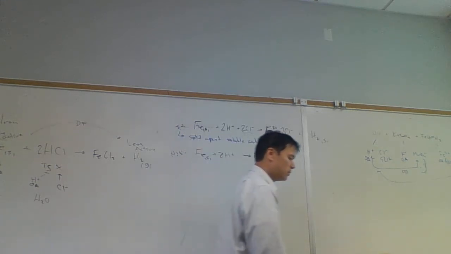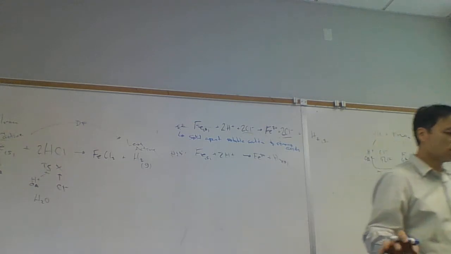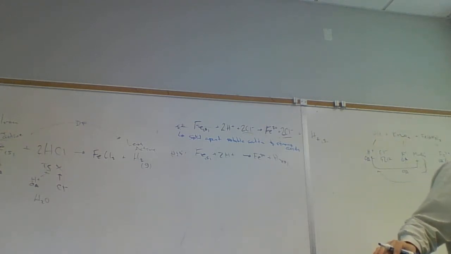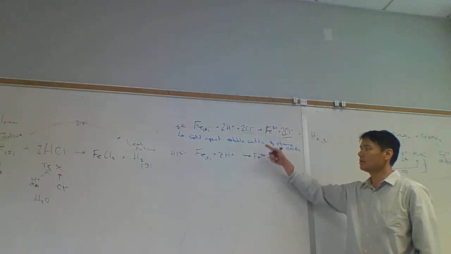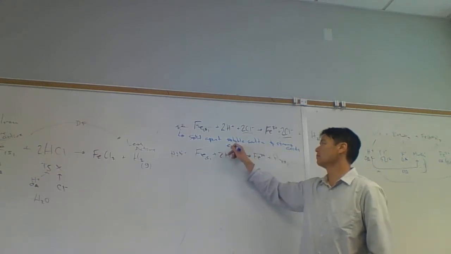You split apart soluble salts and strong acids. Soluble salts and strong acids are called strong electrolytes. Salts in water are electrolytes because they give ions to a solution. And so these are called strong electrolytes, and we split apart the strong electrolytes. So another way of saying this is we split apart strong electrolytes.